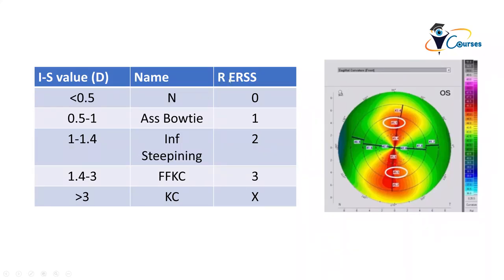Okay, so what is the RERSS? This is what is called the Randleman Ectasia Risk Score System. This is out of scope of this lecture. We will not go through it. But this is like a scoring for the grade of keratoconus or the grade of risk of refractive surgery. It is more of keratoconus, okay?